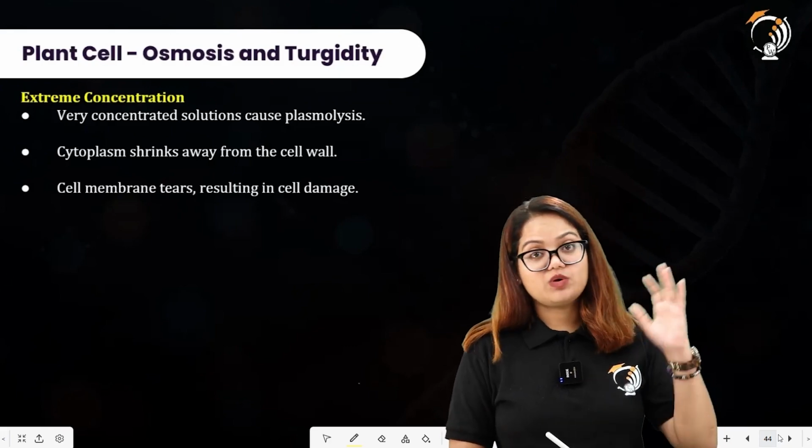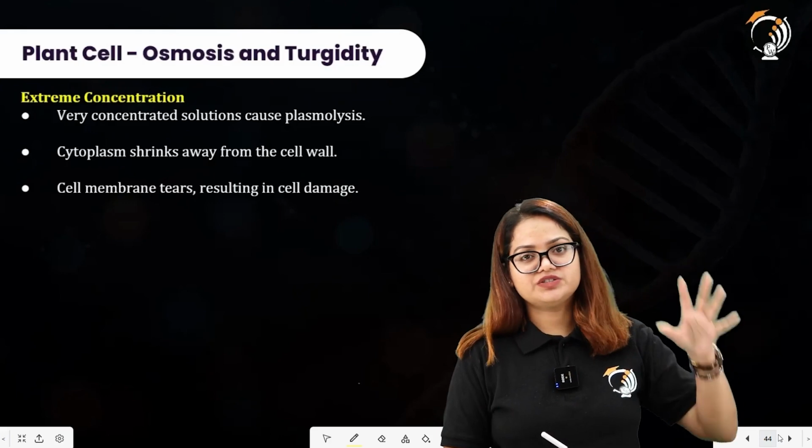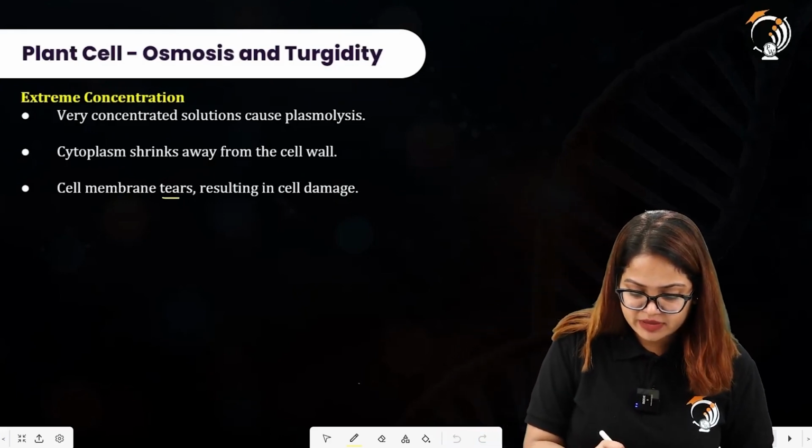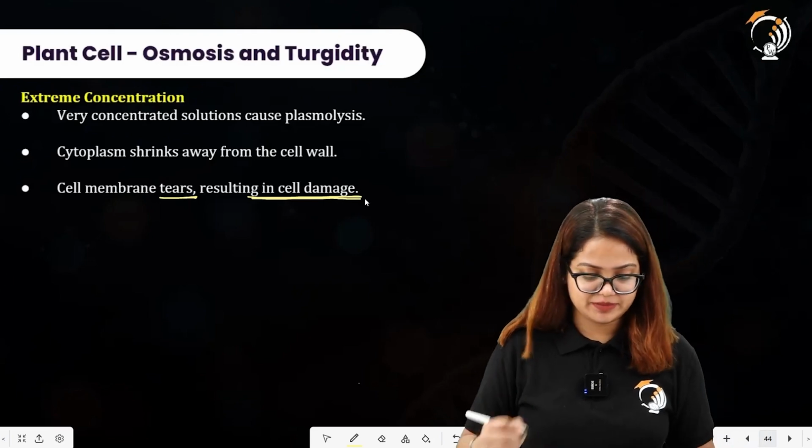Then extreme concentration solutions: whenever we keep the plant cells in extreme concentration solutions, the cell membrane tears, resulting in cell damage. All right, so this might happen.